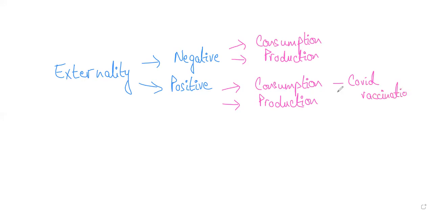Now, what could be a good example of negative consumption externality? This is the one that we are about to discuss next. Think about this: passive smoking. Passive smoking makes an ideal example of negative consumption externality. Why so? Because if someone is smoking in a room and there are other people sitting in the room, they get to inhale that smoke and it is harmful for their health. So it is negative consumption externality.